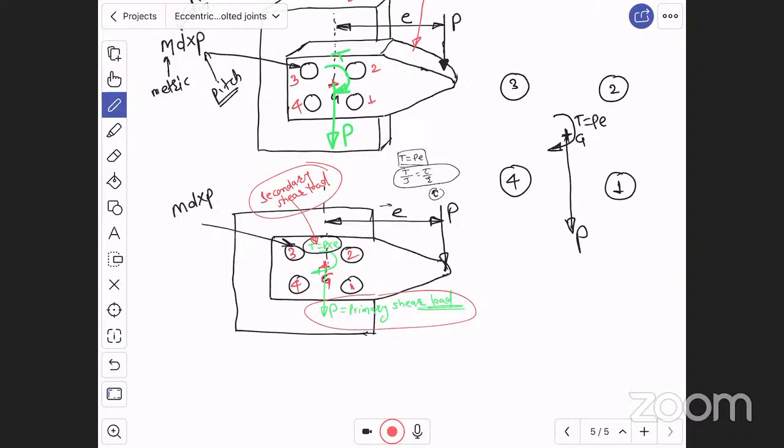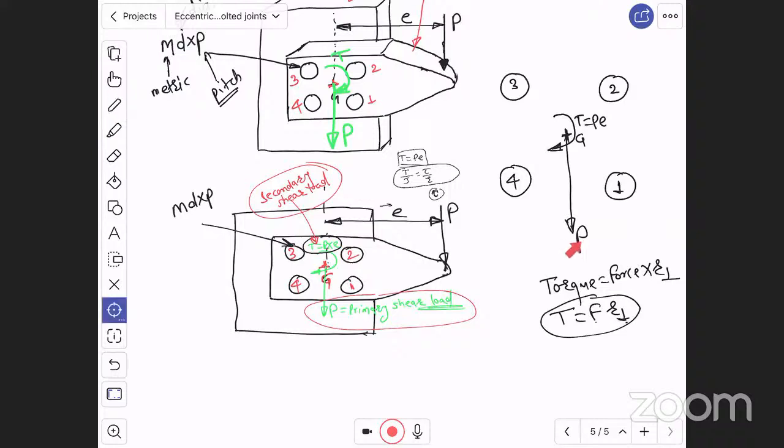Now again, what is torque? Torque is nothing but force into perpendicular radius. Therefore torque is equal to force into perpendicular radius. Means the force must be perpendicular to radius, or radius must be perpendicular to the force. That is a simple concept. Now to balance this P, the bolts will offer resistance. For this primary shear load P, the bolts, for downward load, will offer upward resistance. And as well as for this clockwise torque, the bolts will offer anti-clockwise torque. All the bolts will offer resistance.